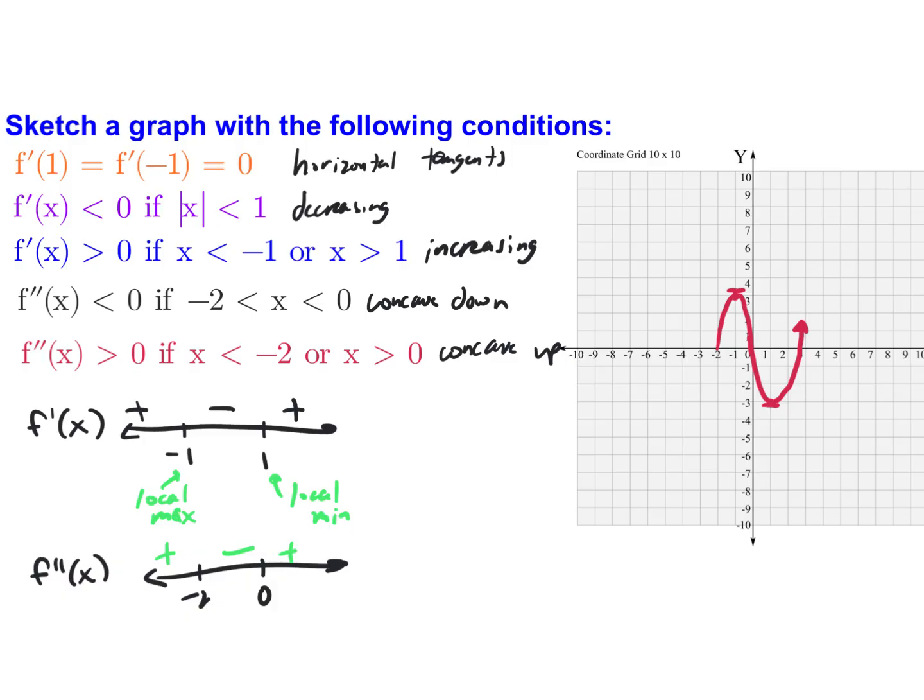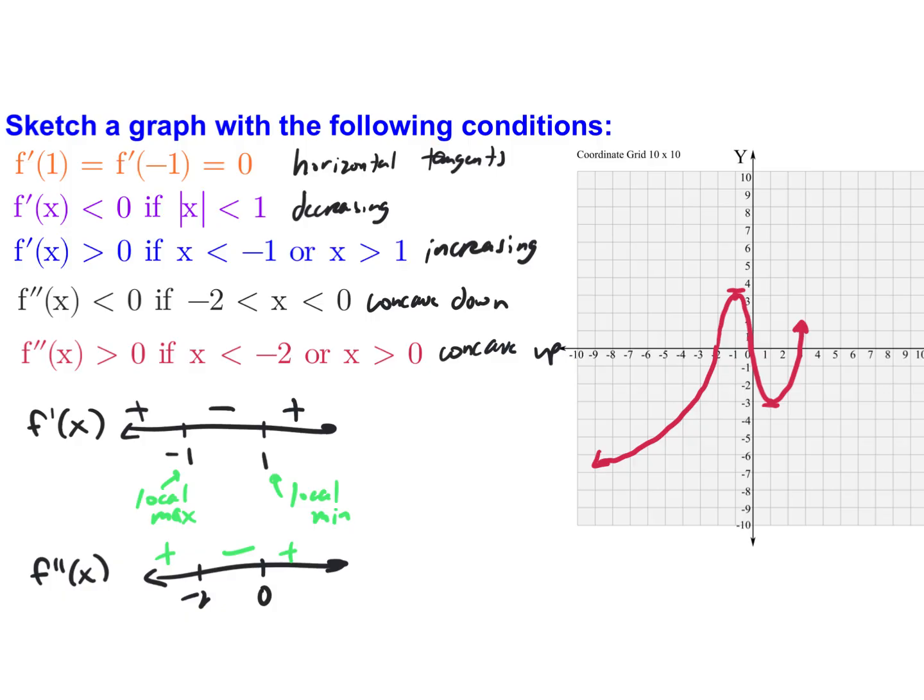So this is what I came up with. Concave up, the tangent lines are always below it. The graph is always above the tangent lines. The slopes of the tangent lines are always positive. That's one option that you could have.